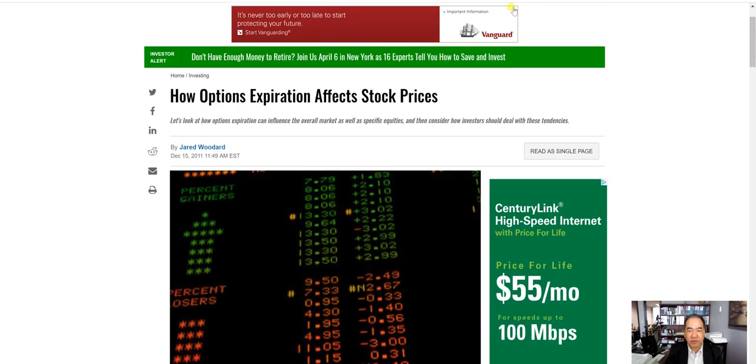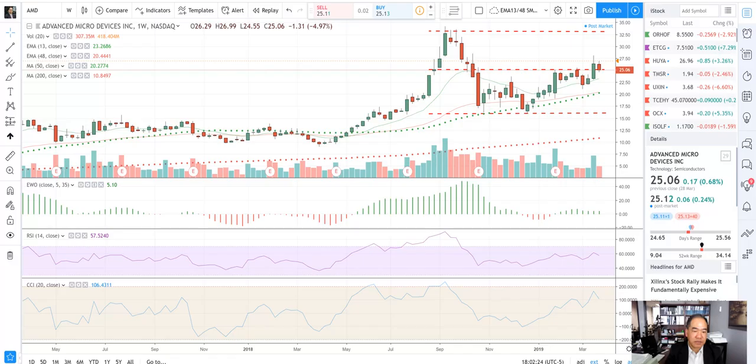But I think one of the reasons the stock has been trending downward is because of the expiration of the options tomorrow. So there's going to be a little more action tomorrow. But I think once the options expire tomorrow, March 29th, next week, Monday, we're going to see some price movement to the upside for AMD.